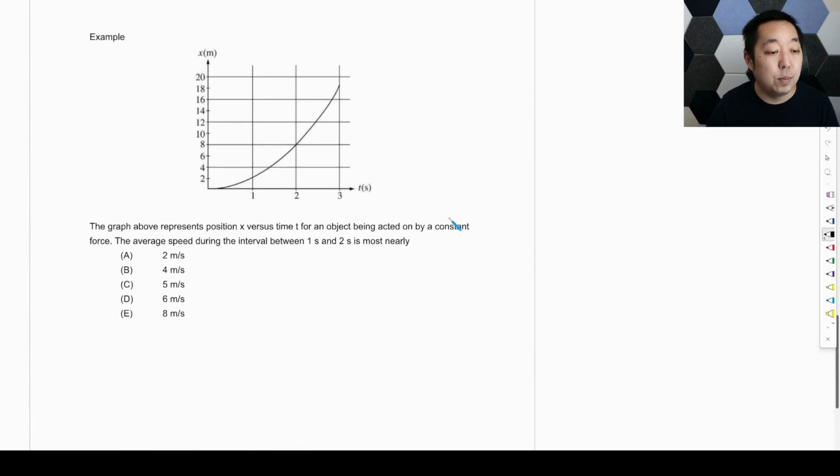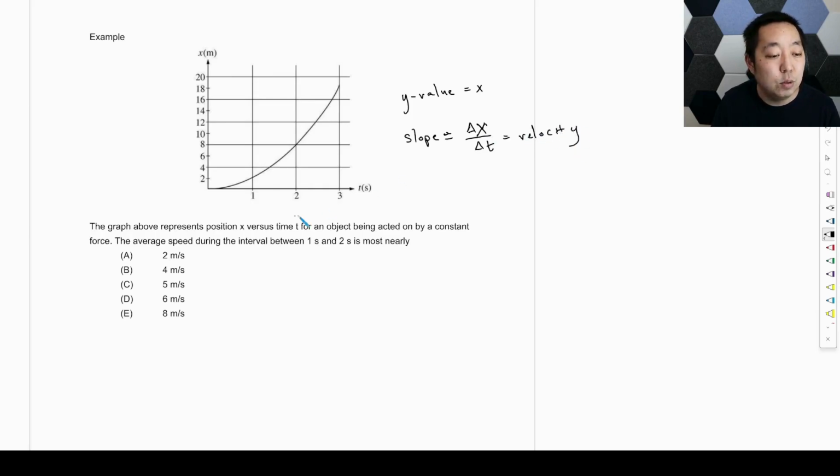Let's take a look at this problem here. So the graph represents position versus time. So the y value is the position. And then the slope is going to be the change in that y variable over the change in that x variable. So that's going to be velocity.